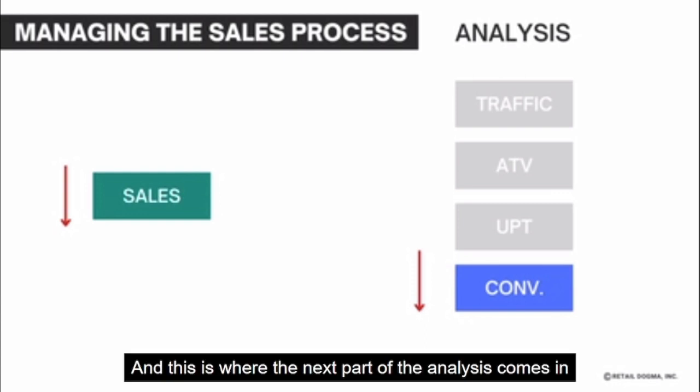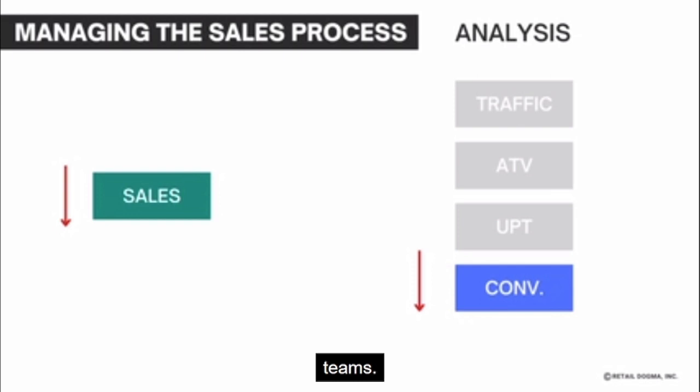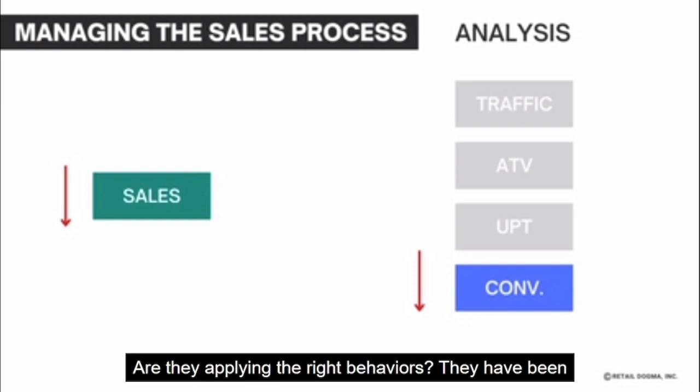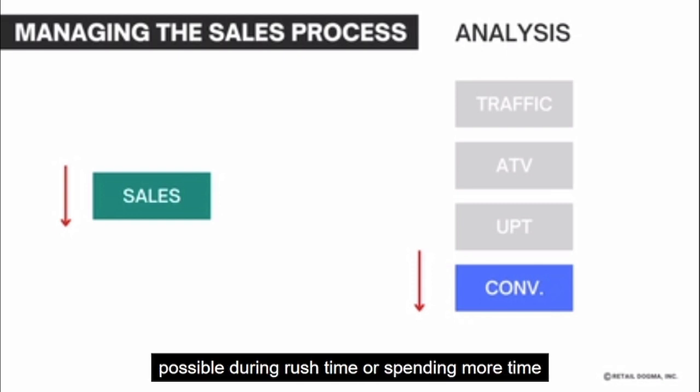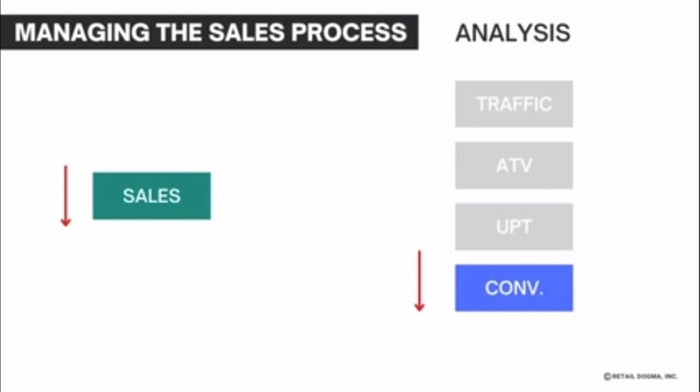And this is where the next part of the analysis comes in, and that is observation of selling behaviors on the floor by the floor managers for the respective sales teams. Are they applying the right behaviors they have been trained on? Are they touching as many customers as possible during rush time, or spending more time on one customer and ignoring the others? Observations will tell us the reason behind poor sales performance while traffic is high enough.